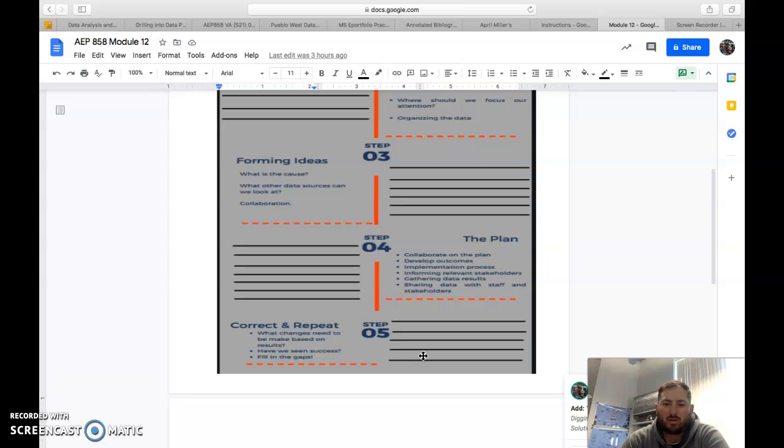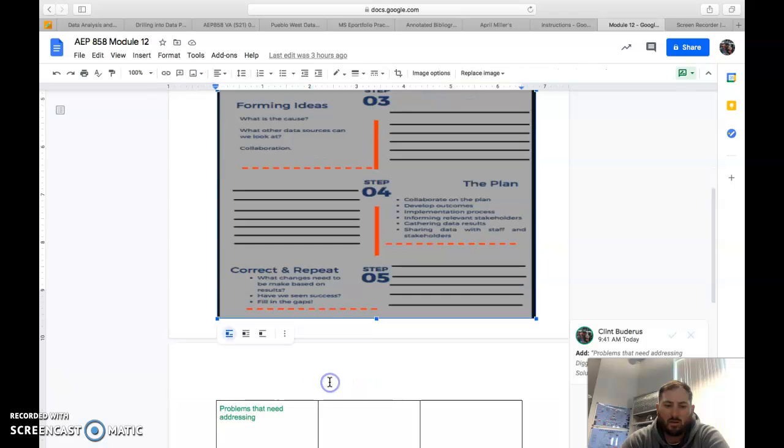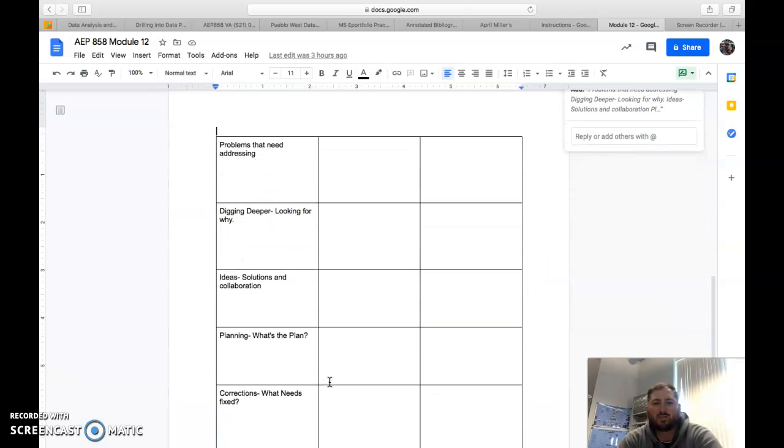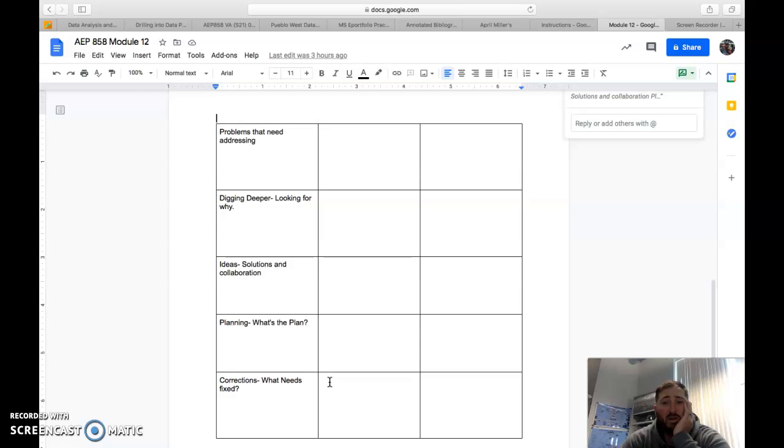The last part of this, I just created a little chart more for me, and I could share this with staff members. It's just area to write these things. What are we looking for and why? Ideas, solutions, and collaboration. And what's the plan? And then corrections, what needs fixed.